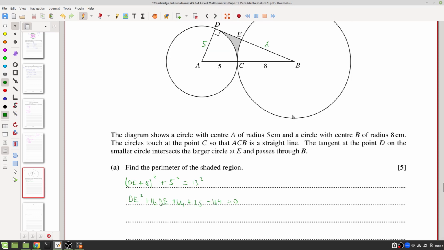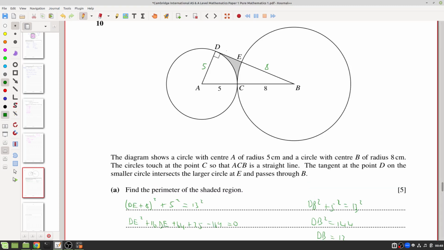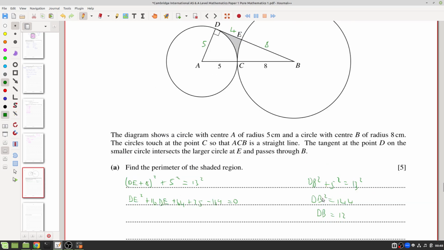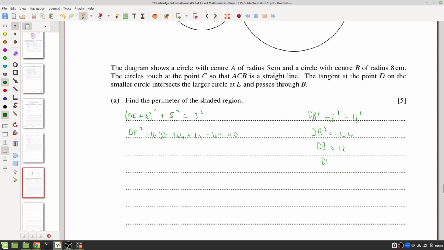So we're just going to say that DB squared plus 5 squared equals 13 squared. Okay, so DB squared equals 169 minus 25, 144. So DB equals the square root of 144, which is 12 or minus 12. But we're just going to use 12 because it's a distance. So if this whole thing is 12, then this must be 4, right? Because 4 plus 8 is 12. Okay, so that means that DE equals 4. Let me just write that down. DE equals 4. And you're welcome to work the rest of that out to see that you get the same answer.